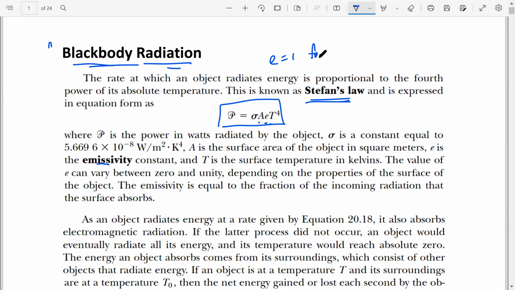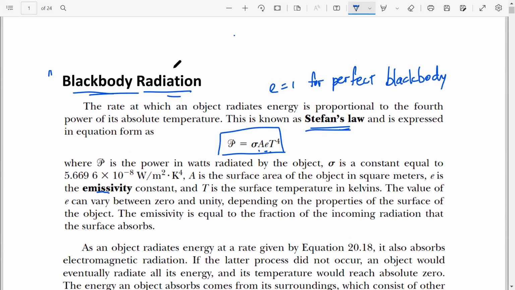For a perfect black body. What does this E mean? Let me just finish this. If you recall heat transfer by radiation, for black colored objects or dark colored objects, the heat transfer by radiation is more than for white colored objects or silver colored objects. So this emissivity is about the amount of heat that is being transferred. It can be in terms of color, surface, or texture, it doesn't matter.